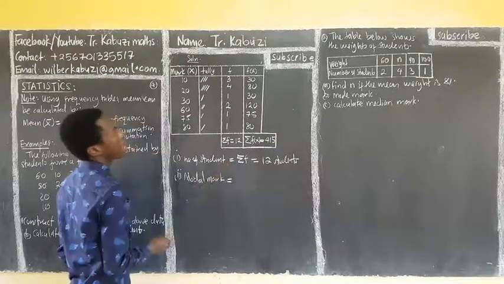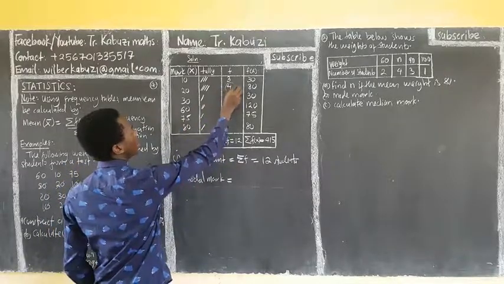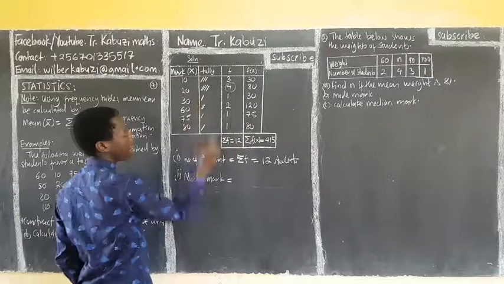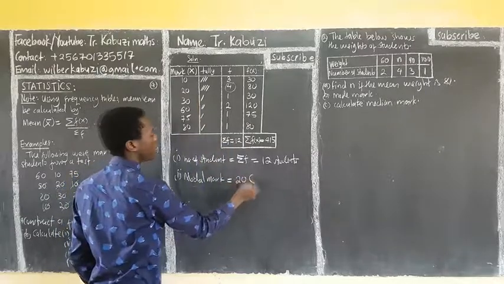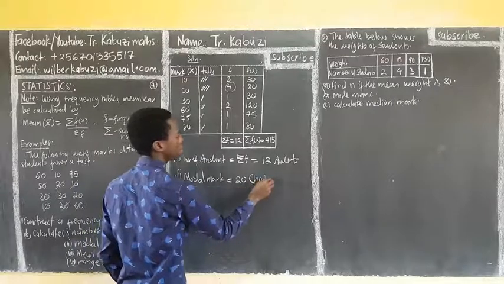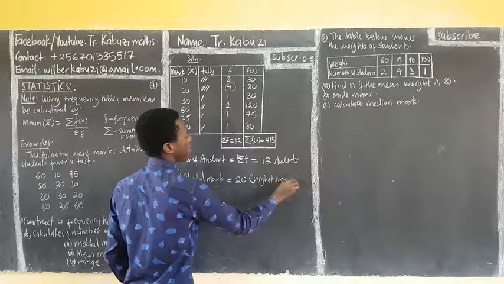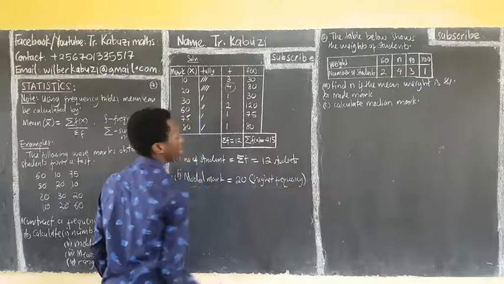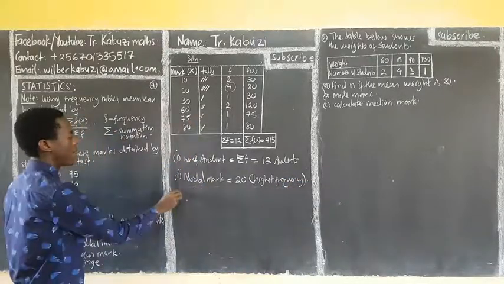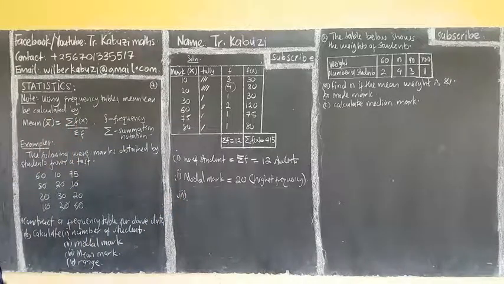So you come here instead to the modal mark, the one with the highest frequency. So it's going to be 4. So the modal mark is 20. You can also put the reason: highest frequency.